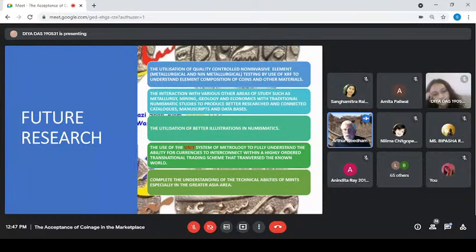The interaction of various other areas of study, such as metallurgy, mining, geology, and economics, with traditional numismatic studies, to produce better research and connected catalogues, manuscripts, and databases. The utilization of better illustrations in numismatics. The use of the unit system of metrology to fully understand the ability for currencies to interconnect within a highly ordered transnational trading scheme that traversed the known world.